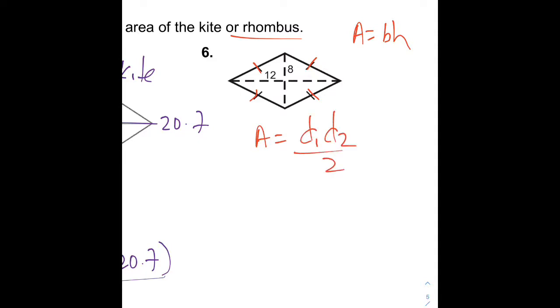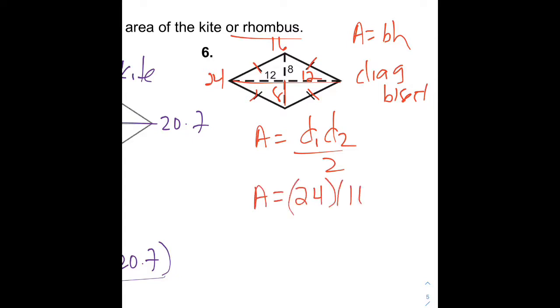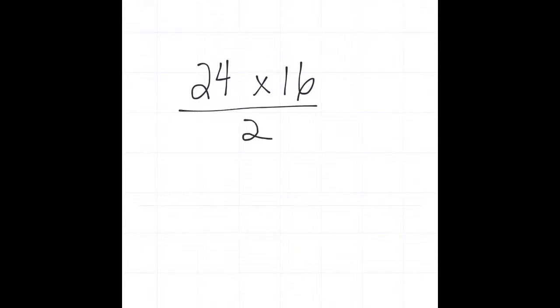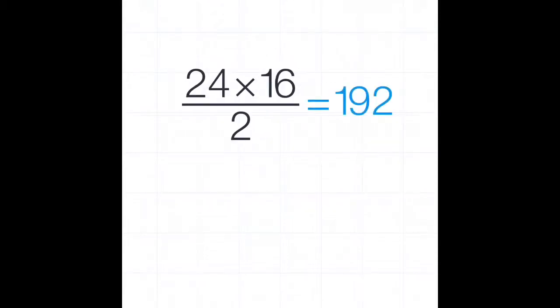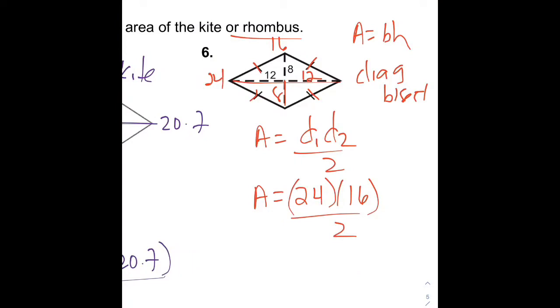Because this is a rhombus, the diagonals bisect each other. So that means this is 12, giving me a total of 24, and this is 8, giving me a total of 16. So I can take 24 times 16 and divide that by 2. And so I get 192 units squared.